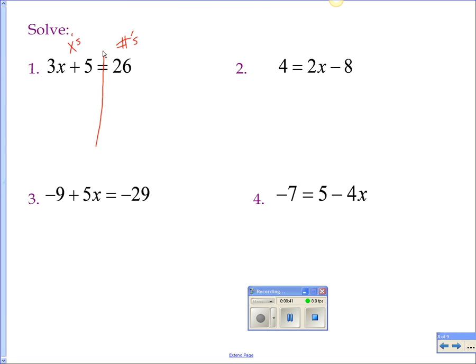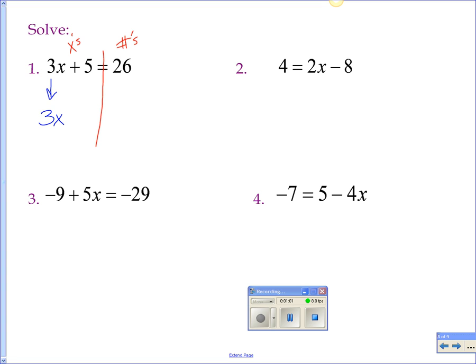Does 3 have an x with it? Yes, so it stays on this side of the line. So I'm just going to drop it down for now, 3x. Does 5 have an x with it? No, so 5 is what I'm calling a number because it doesn't have an x. So 5 needs to be on this side of the line.